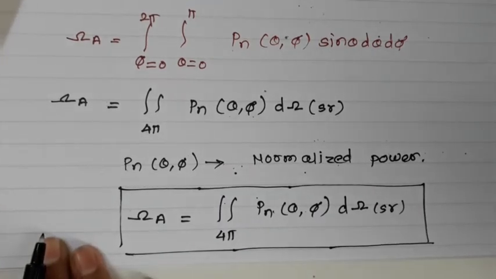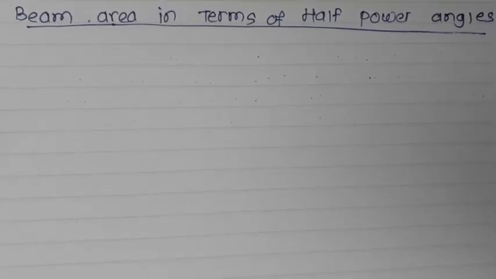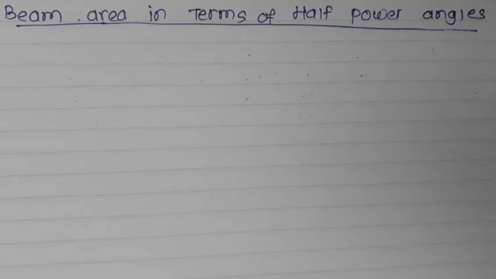Now let us talk about the beam area in terms of the half power angles. We have already seen the half power angles previously. Now let us see the beam area in terms of the half power.